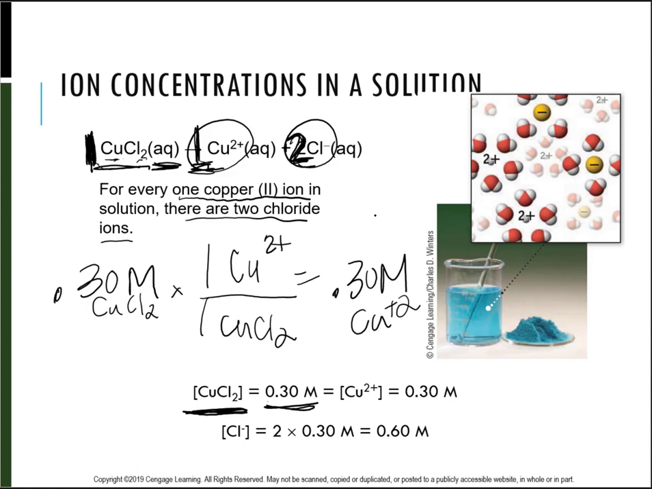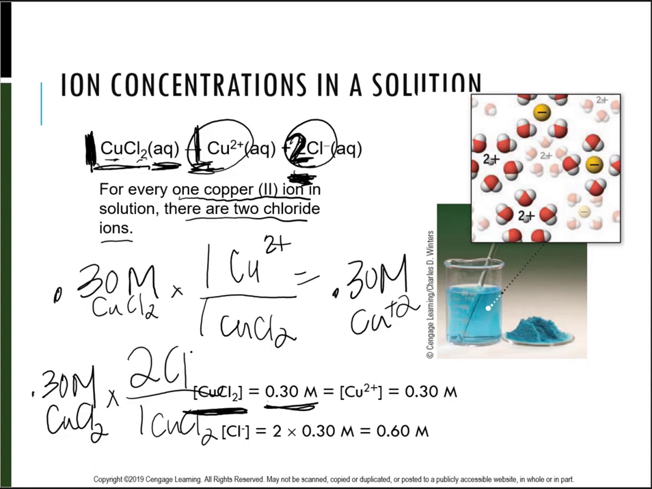Let's look at the concentration for the chloride ions. Obviously we can see just by looking at it that there's 2 chlorides for every 1, so it's going to be a greater concentration of those. But let's look at it mathematically. 0.30 molar of CuCl2. There's 2 Cl minuses. So 0.3 times 2 is 0.6 molar for the chloride ion concentration.